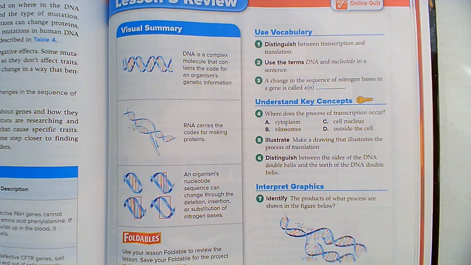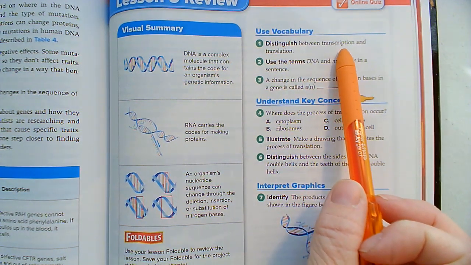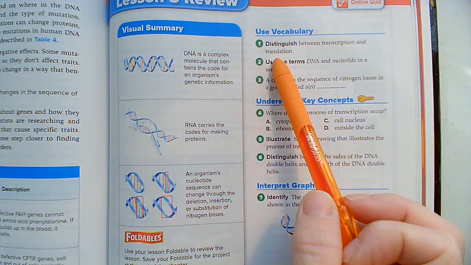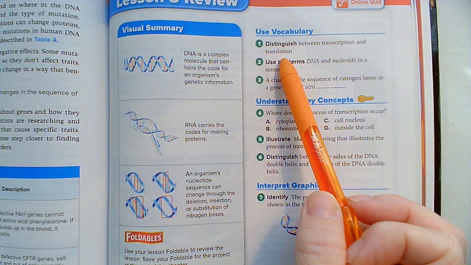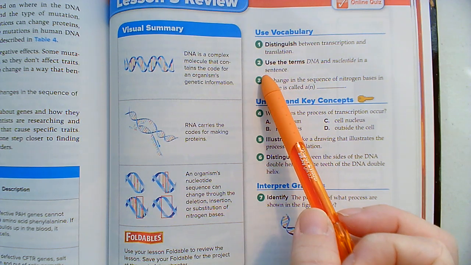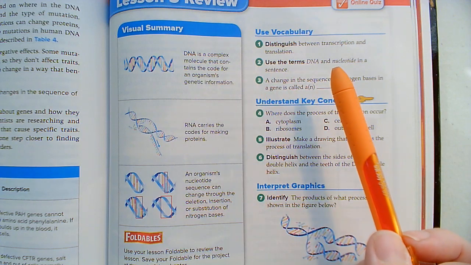On page 433, number 1 in the lesson review says, distinguish between transcription and translation. If you look at that root word script, remember that's like writing, like the messenger RNA is being written inside of the nucleus. And translation, it's kind of like when someone tells you, like if you're a Spanish and an English speaker, and someone tells you what the Spanish is and you translate it, you put it in another form.